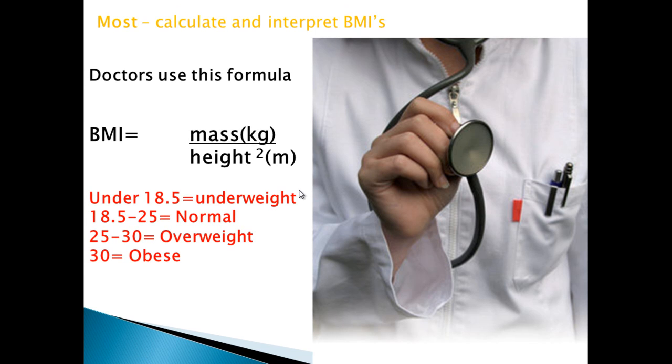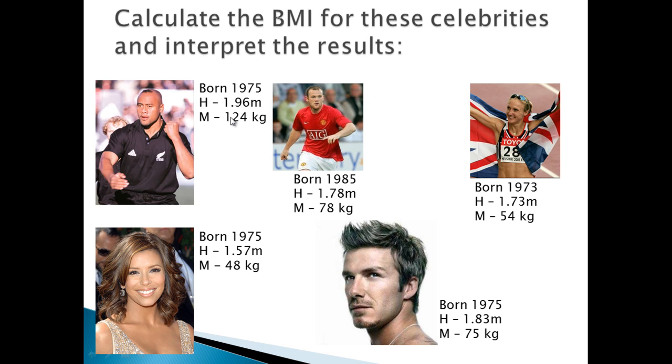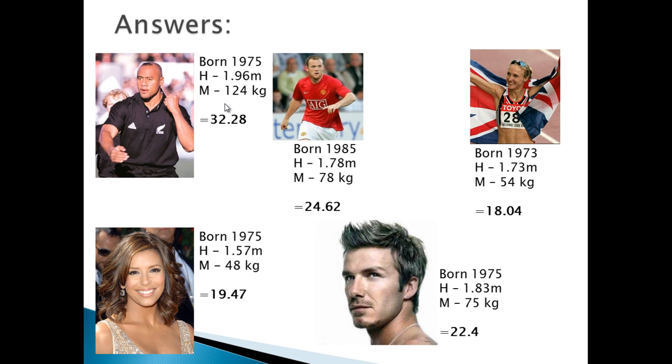So if we have a look at some examples now, these are actual values for these specific sportsmen. Jonah Lomu, for instance, his height is 1.96 and his weight is 124 kilos. So that would be 124 divided by 1.96 squared. With the footballer Wayne Rooney, it would be 78 divided by 1.78 squared. Paula Radcliffe, 54 divided by 1.73 squared. Eva Longoria would be 48 over 1.57 squared, and David Beckham would be 75 divided by 1.83 squared. And you come up with the following values.